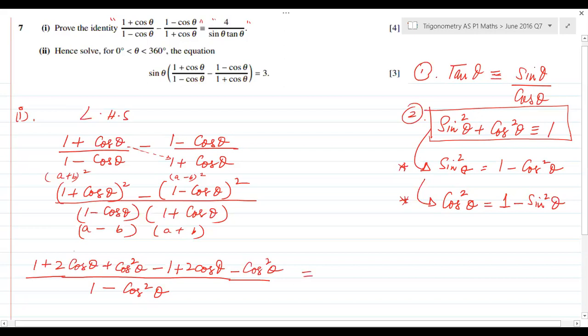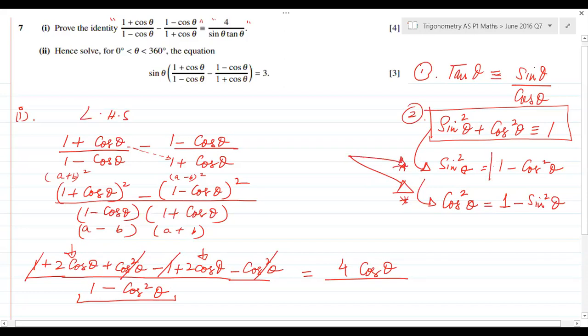So now what do I have? I have 1 over here, that's a plus 1. That's a negative 1, cancels out. I have 2 cos theta right over here. I have cos squared theta here. I have minus cos squared theta, cancels out. I have 2 cos theta right over here, and 2 cos theta right over here. That gives me 4 cos theta over, if I remember this, 1 minus cos squared theta, like I said right over here.